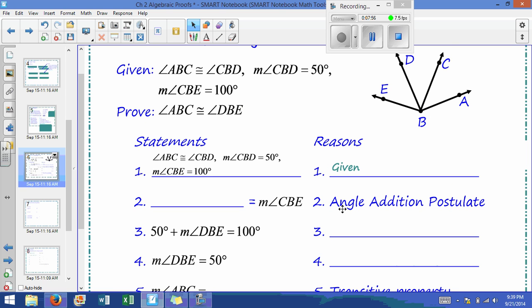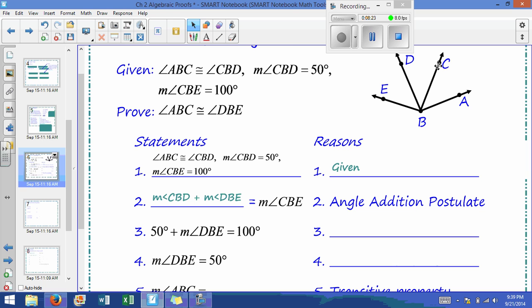Okay, number 2. So remember, if we're looking at reason 2, this is going to help me get from statement 1 to statement 2. The reason is right here. Now I know we don't know what the angle addition postulate is, so I'm going to help us out on this one. CBE. What the angle addition postulate is that you can add a couple angles and get the angle that it makes up. So, like I said, I'm kind of giving you this one.